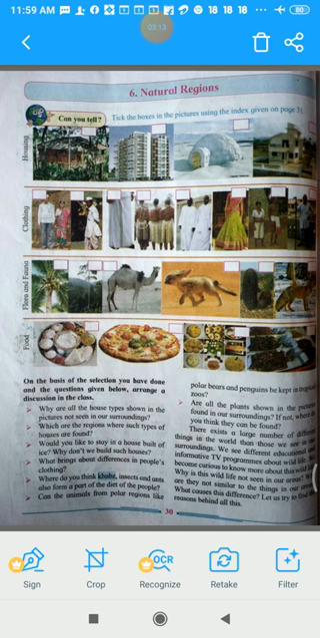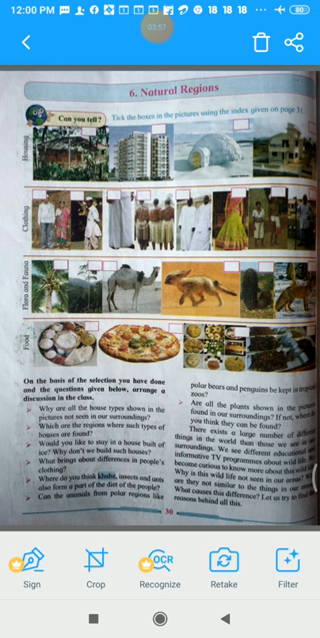Why are all the house types shown in the picture not seen in our surroundings? Which are the regions where such types of houses are found? Would you like to stay in a house built of ice? Why don't we build such houses? What brings about differences in people's clothing? Where do you think insects and ants also form a part of the diet of the people? Can animals from polar regions like polar bears and penguins be kept in tropical zoos? Are all the plants shown in the pictures found in our surroundings? If not, where do you think they can be found?